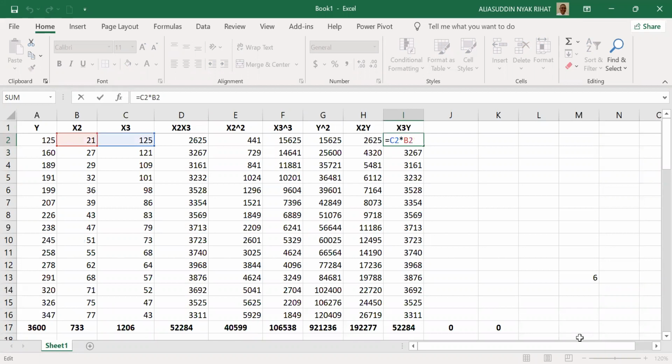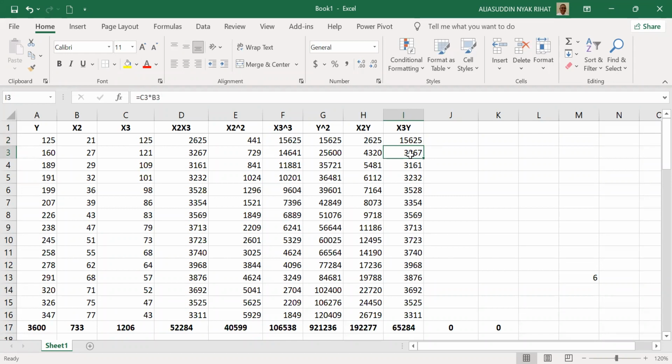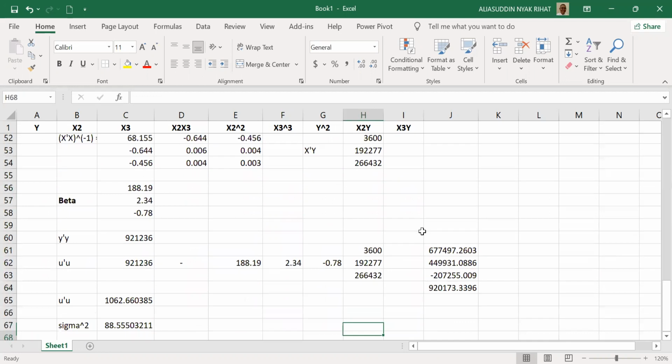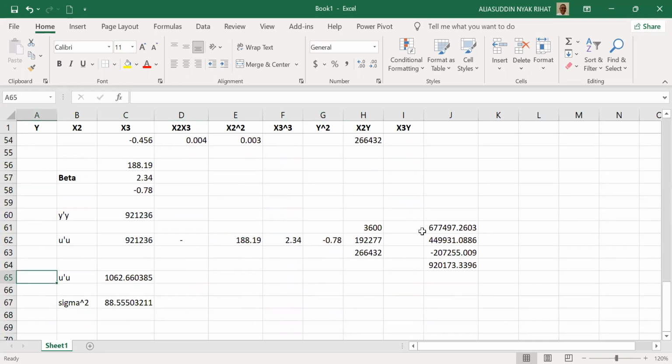Oh my God! Sorry. This is from copying here. Actually, this one multiplied by this one. Sorry. This one is wrong because I calculated from here x2 times x3, because I copied from the pattern here. Sorry, we get the calculation now. X prime y, we have beta here, a different beta. Now y prime y, sigma square is positive now. Sorry, this is my mistake.